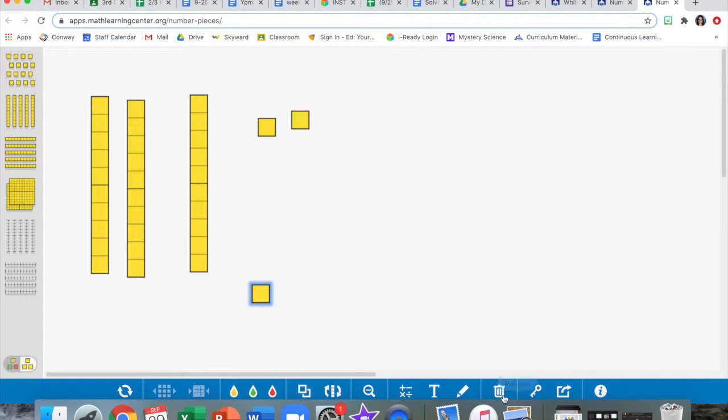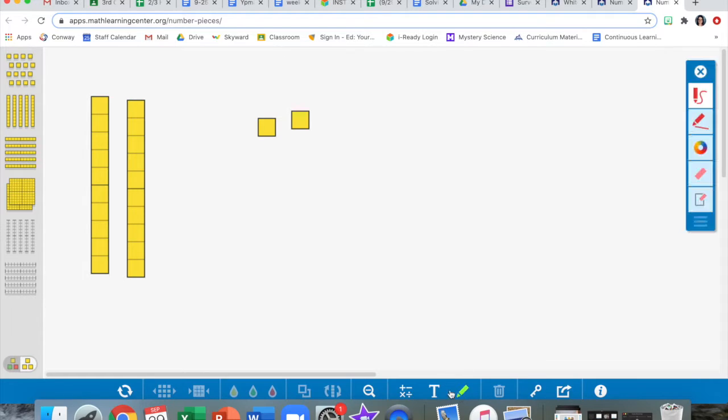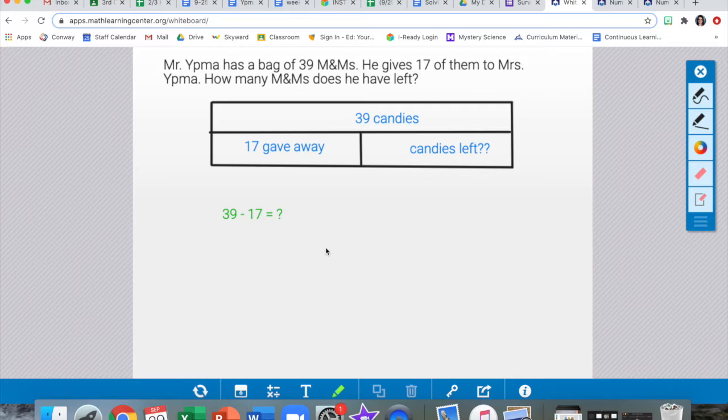Okay, and then I take away one of the 10s. What we're left with is 2 10s, 20, and 2 1s, 22. The 10s make the 20, the 1s make the 2. 20 plus 2 is 22. Same answer. So if we came back here, the answer would be 22 candies left.